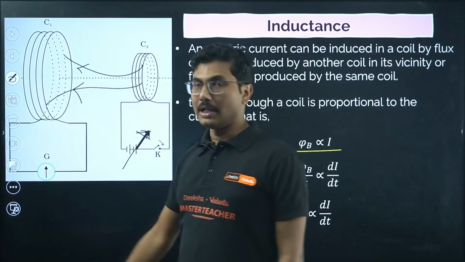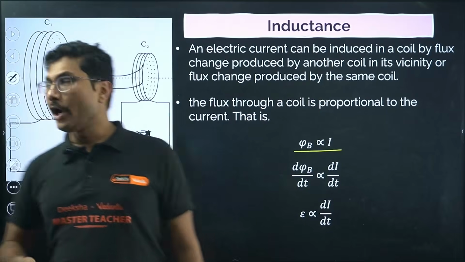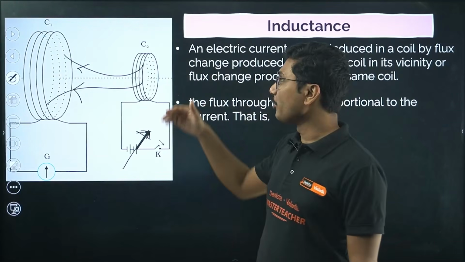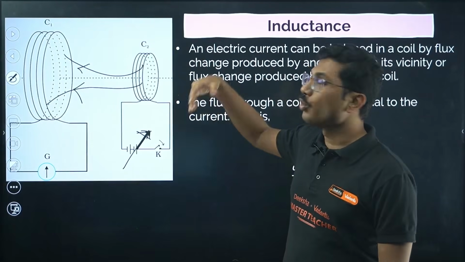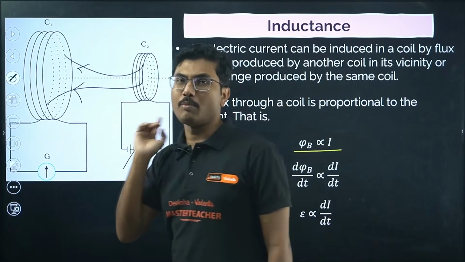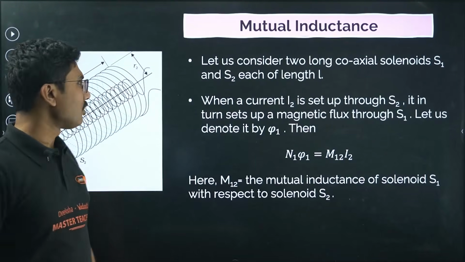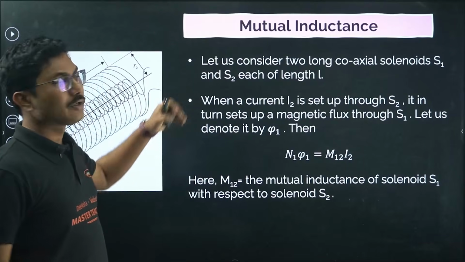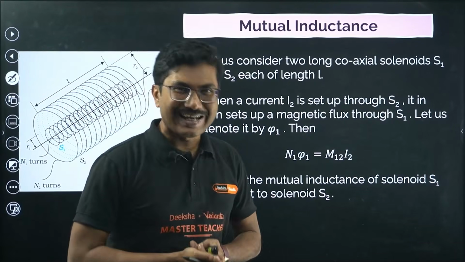That changing magnetic field is producing an induced EMF in the other coil. Now this can also happen in a coil when the coil itself, under a changing current, produces a magnetic field which opposes its own change. This is also possible. So one of them is called self-inductance, another is called mutual inductance. Mutual inductance is when it happens between two coils.